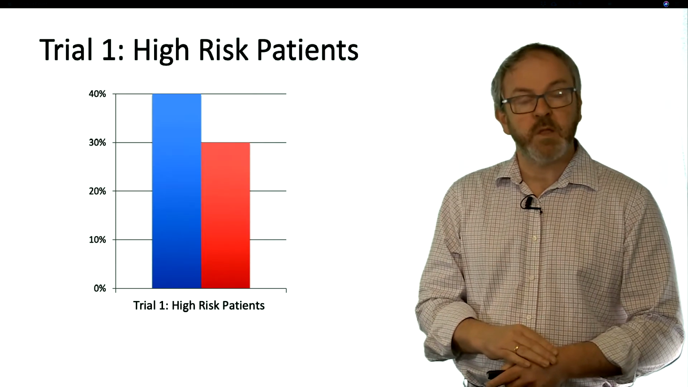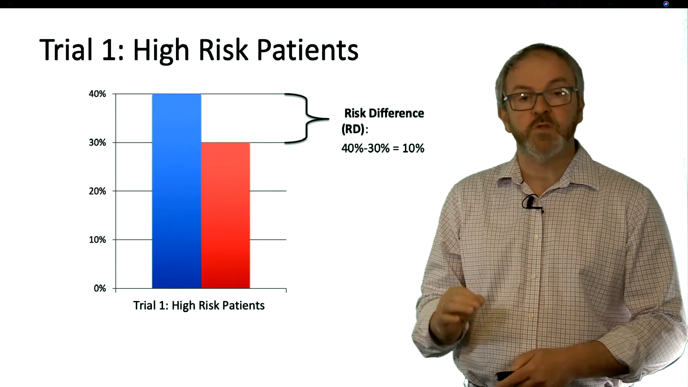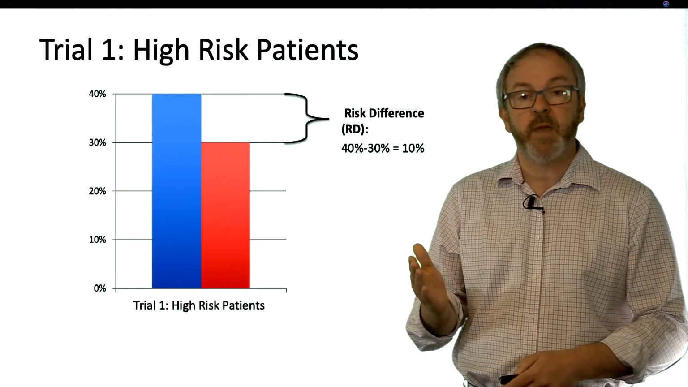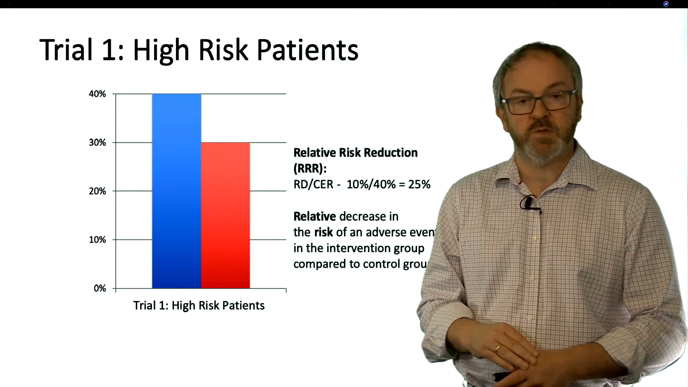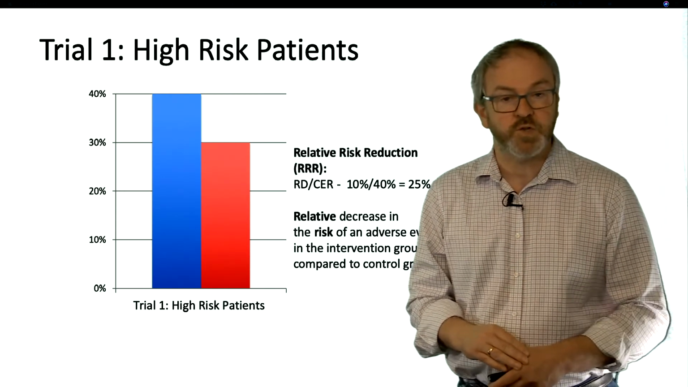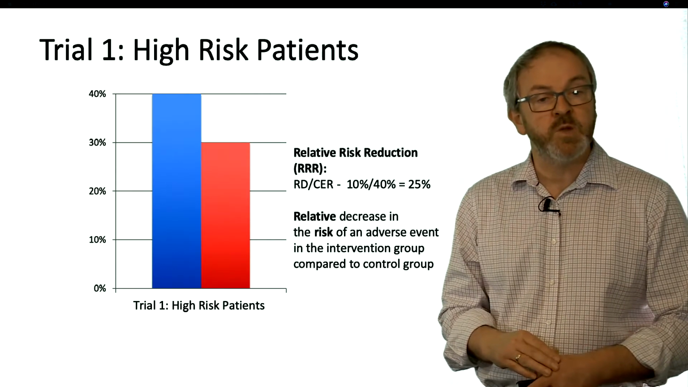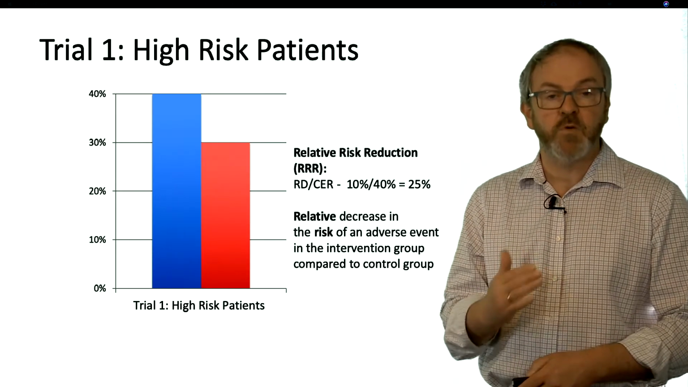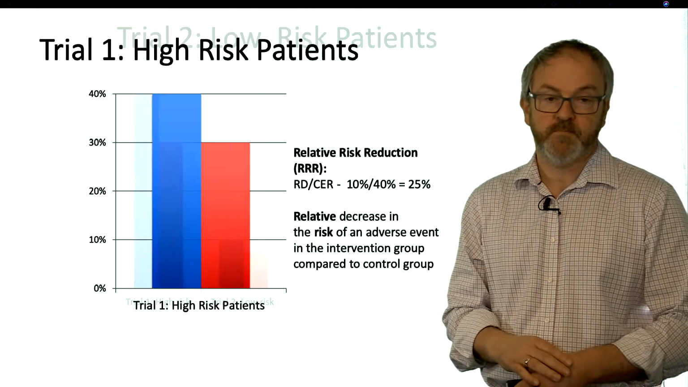Now, let's think about that. There are two ways to do this. The first is to take the difference, the risk difference. 40% minus 30% equals 10% difference. There is a second way, though, to express this measure, and that's called the relative risk reduction. That's the relative decrease in the risk of an adverse event in the intervention group compared to the control group. That's 10% of 40% equals a 25% relative risk reduction.